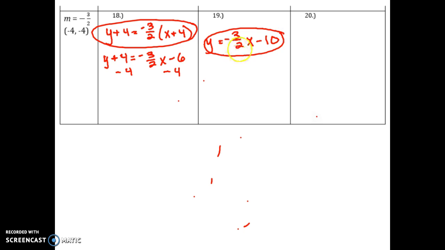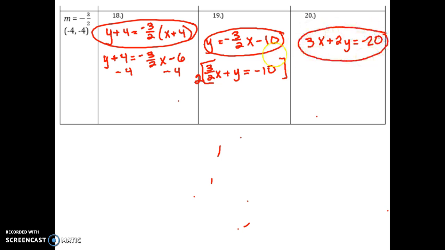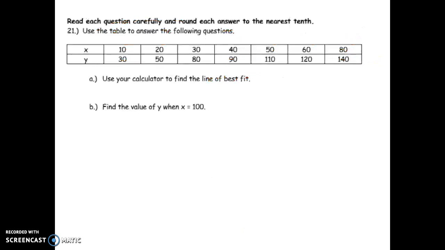Okay, moving the 3/2 x to the other side, we get 3/2 x plus y is equal to negative 10. And we get rid of that fraction by multiplying both sides by 2. When we multiply by 2, we end up with 3x plus 2y is equal to negative 20. Remember, standard form, you can't have any fractions in your a, b, or c, and you can't have a leading coefficient a that's negative.